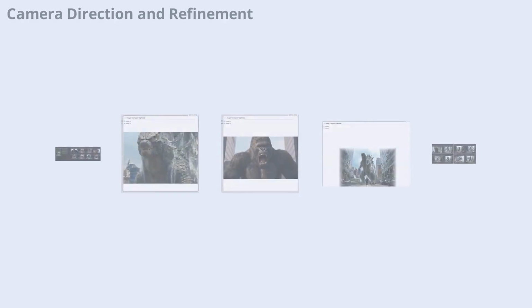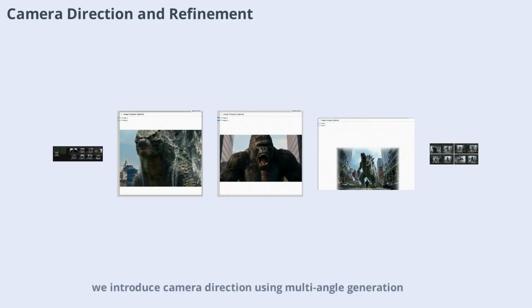To add cinematic flair, we introduce camera direction using multi-angle generation. Prompts like close-up, wide angle, or aerial view let you direct the scene just like a real filmmaker. We then refine keyframes with inpainting and outpainting, enhancing realism and composition. These subtle adjustments make the sequence feel polished and intentional, elevating the overall quality of your AI-generated film.